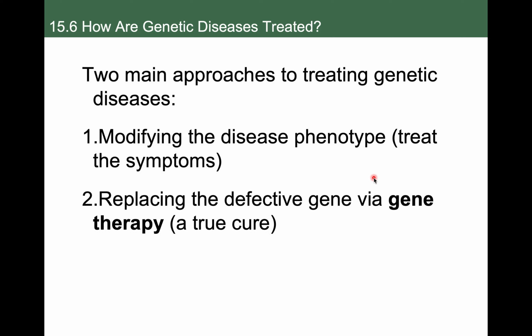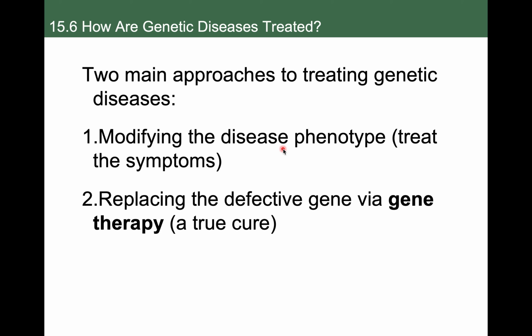So if we find somebody does have a genetic disease caused by a mutation, is there anything we can do about it? And the short answer is yeah, in certain cases there are. And there's typically 2 possibilities. One would be to modify the disease phenotype, which is basically just treating the symptoms in some way. Or the second possibility would be to actually try to go in and fix the defective gene through what's called gene therapy. And this would really be curing a genetic disease versus just treating it.